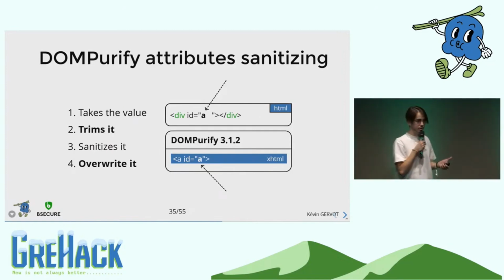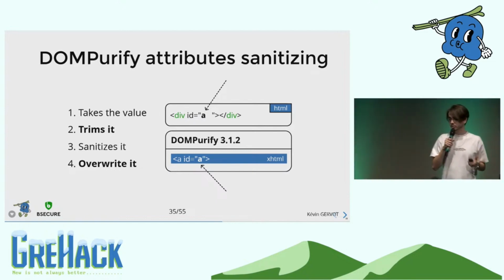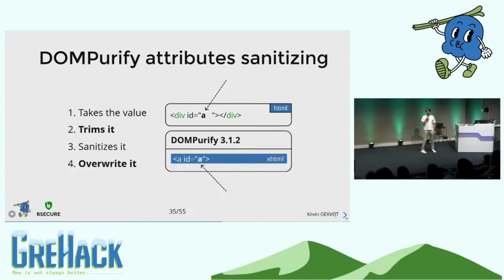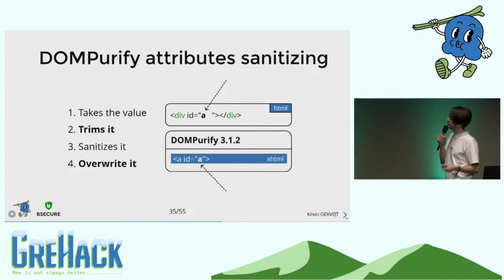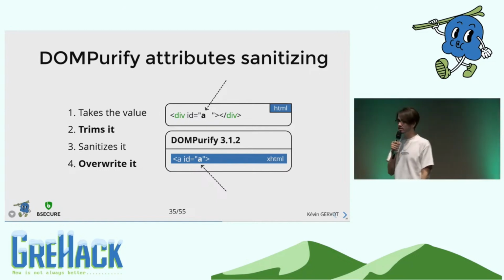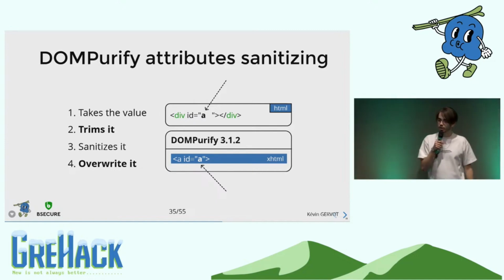So the first thing it is going to do is to take the attribute value. The second thing is to trim it. Third, to sanitize it, and then to overwrite it. So on the right, you can see that there is a small normalization. All the spaces at the beginning and at the end are getting removed. And the fun fact is that this occurs after the DOM clobbering checks have been made, meaning that we can have something which is not clobbered when the checks are made, but clobbered after.